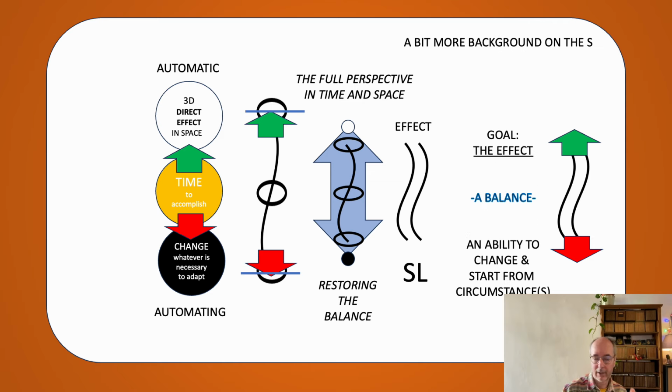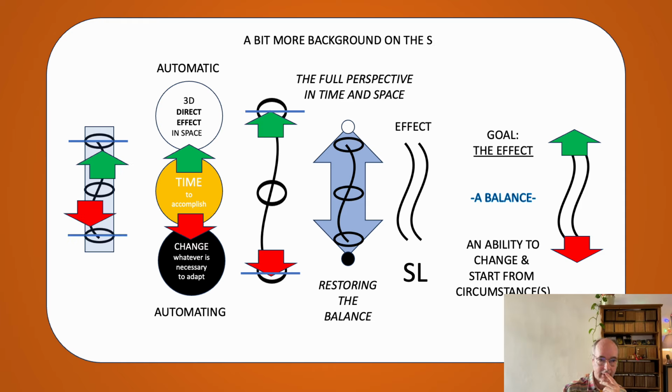So the goal and the effect is the most important. That's the end effect. It's the end of the cycle. It needs this effect. It will do this in a balanced way with an ability to change something and to start from all of its circumstances. So we'll take all these circumstances together and it will change something, and it will see that it will have its best effect. That's more or less the background of the S.